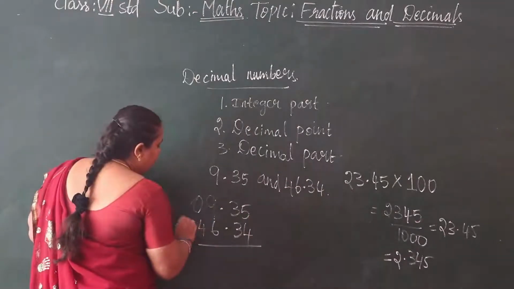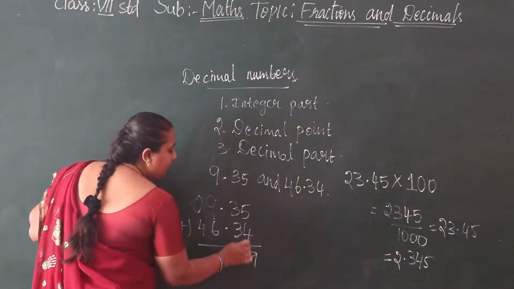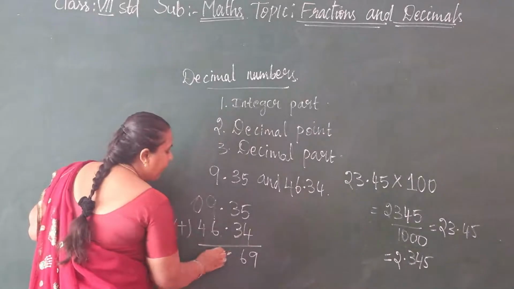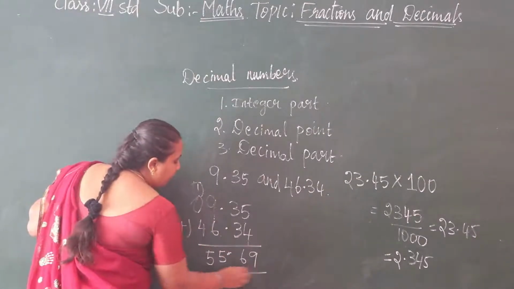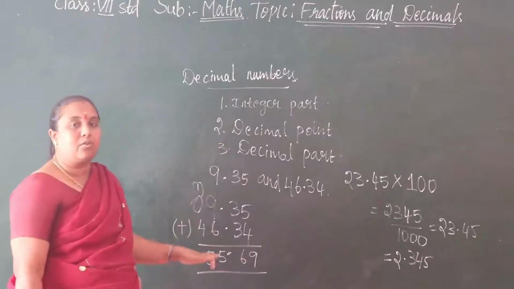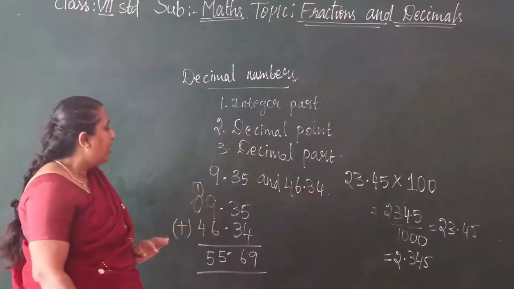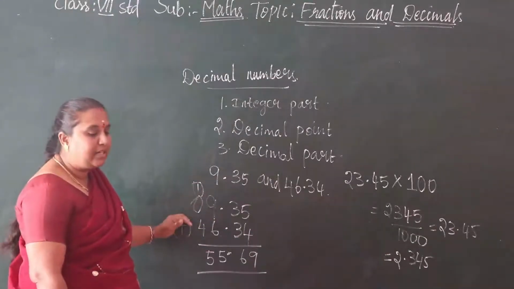So here we are adding. 5 plus 4, 9. 3 plus 3, 6. 9 plus 6, 15. 5, balance 1. So 4 plus 1, 5. So 55.69. Okay, so this is the addition of the decimal part. And in the same way, you have the subtraction also. You have to subtract it the same.